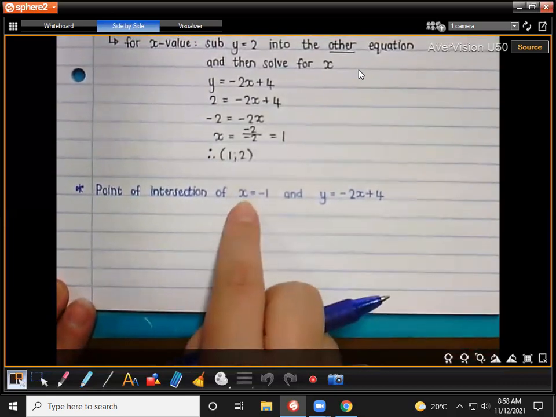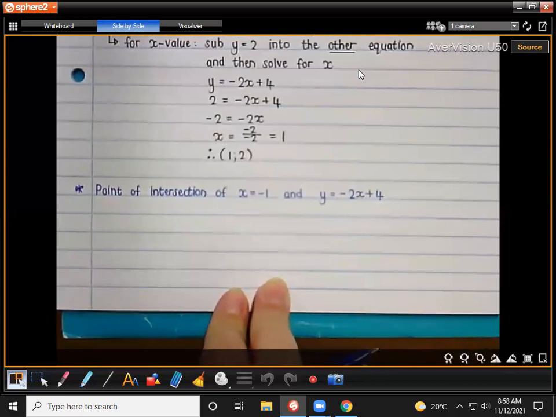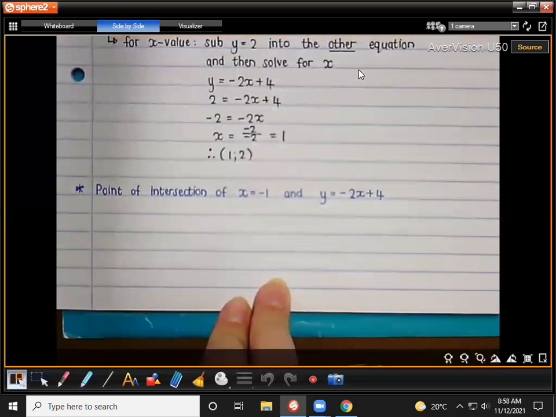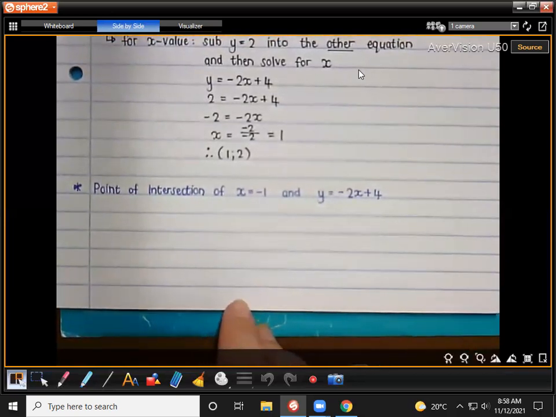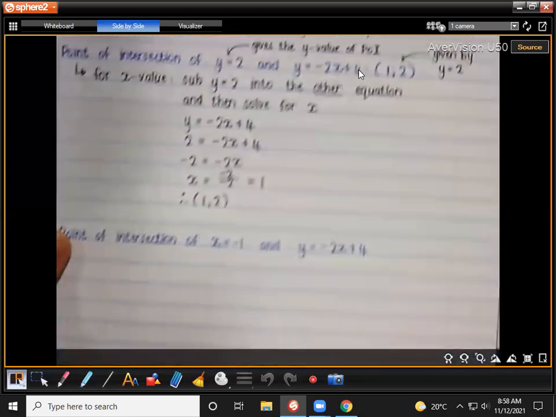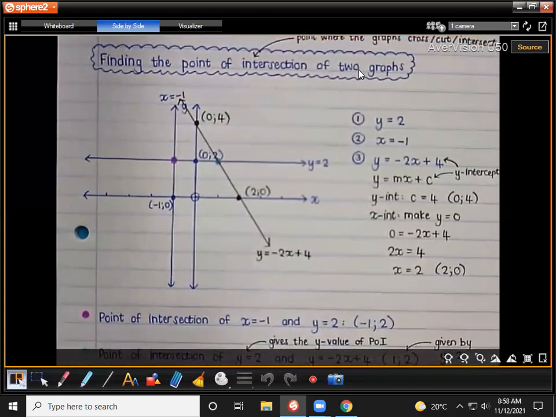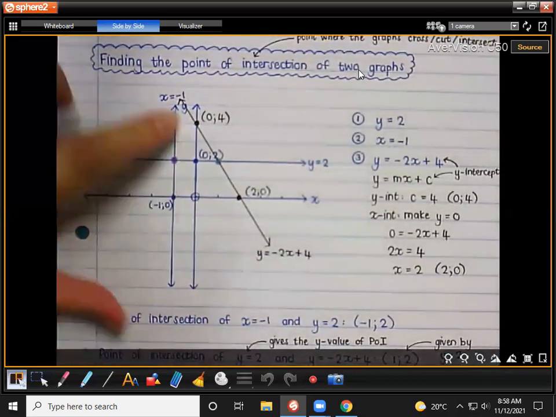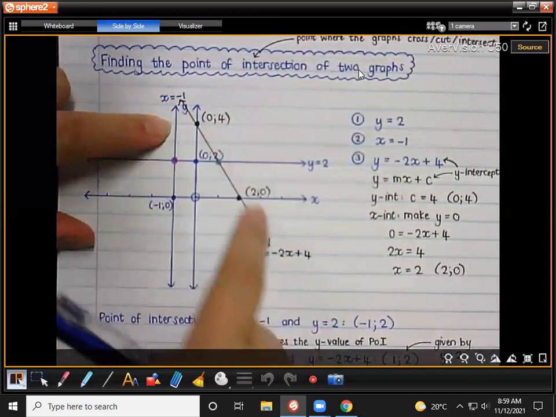All right, now x equals negative 1, that was the vertical line that we drew, okay? We've spoken about the horizontal line, y equals 2, and the skew one. Now we're looking for the point of intersection of x equals negative 1 and y equals negative 2x plus 4. Now, guys, on my graph, I can't see that point. On yours, you might be able to see it, if your lines were extended further. So this is x equals negative 1, right? And that is the skew line.